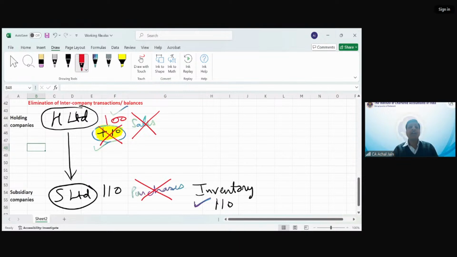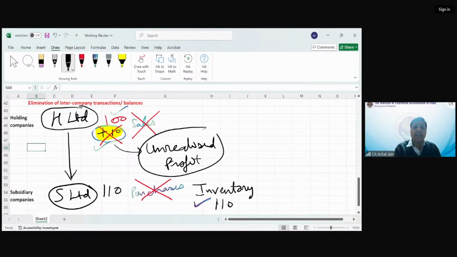This profit which is not realized, what do you call it as? Unrealized profit. So this is what you call as unrealized profit. And where is this profit sitting right now? This profit is sitting right now in this inventory of 110. So if you are required to eliminate this unrealized profit, where will you eliminate this from? You will have to eliminate this from the inventory only.